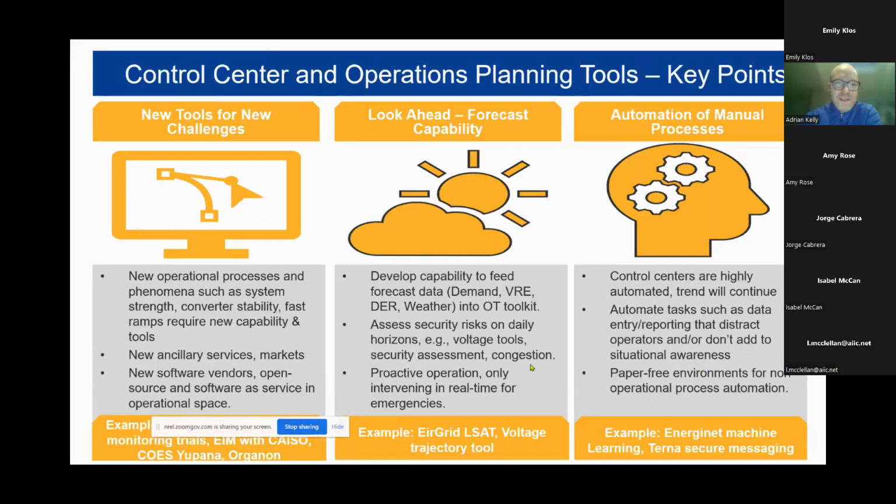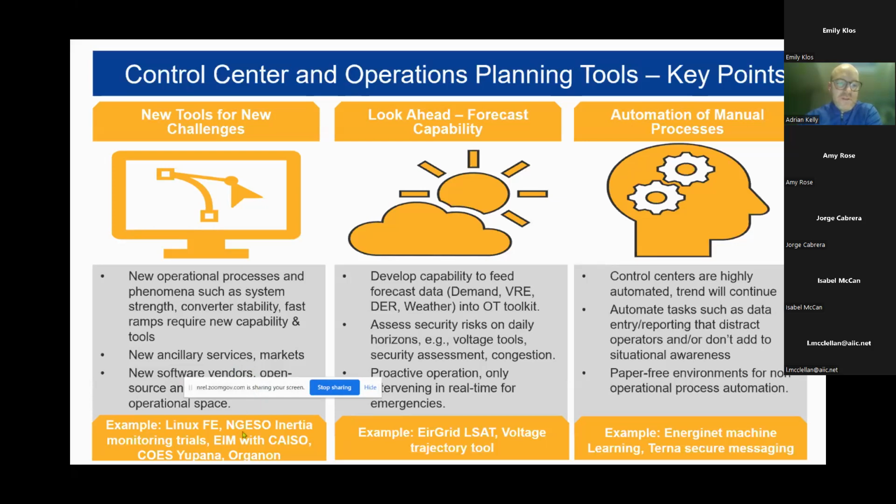Just moving forward, the third key element was the orange layer, which is around tools, operations planning and operations tools. So we're seeing new tools for new challenges. System strength is becoming an issue, converter stability, inertia, fast ramping, the duck curve, etc. So these innovations on the system are driving the need for new tools and innovations with the software that's used, new markets, and also this level of disruption that we're seeing with new and exciting software vendors that have good offerings for operational processes coming in, wanting the opportunity to develop and deliver.